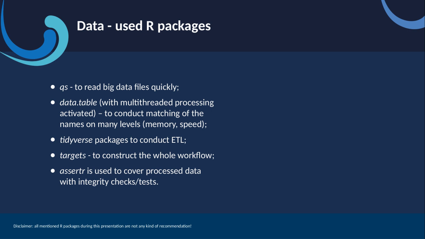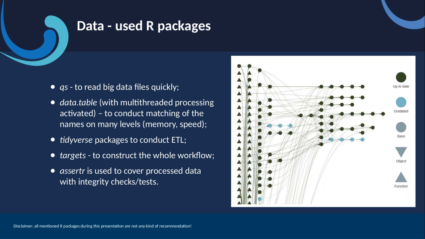The key to achieving this is a proper set of R packages. Therefore, we use the qs package, which helps us to read big files quickly. Thanks to the data.table package, we can play with our algorithms matching geographical names on many levels. And of course, we use packages from the tidyverse. But to be able to combine all datasets which operate on different geographical names, but also to satisfy our main goal, which is reduction of data errors to the lowest possible level, we created workflows thanks to the targets R package.